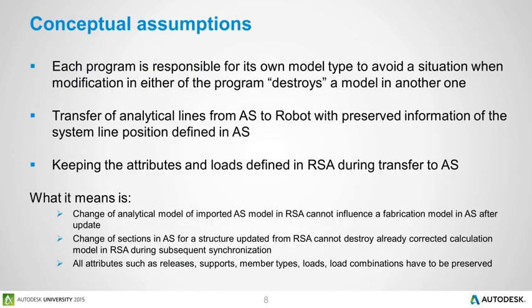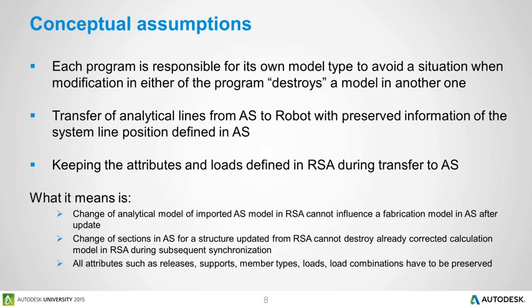Let me introduce the conceptual assumptions of the link first. The most important one we made at the link design stage was that each program is responsible for its own model type, to avoid a situation when modifications done in either of the programs destroy an already fine-tuned model in the other one. Another is that the transfer of analytical lines from Advanced Steel to Robot preserves information of the system line position defined in Advanced Steel, and keeps the attributes and loads defined in Robot during transfer to Advanced Steel.